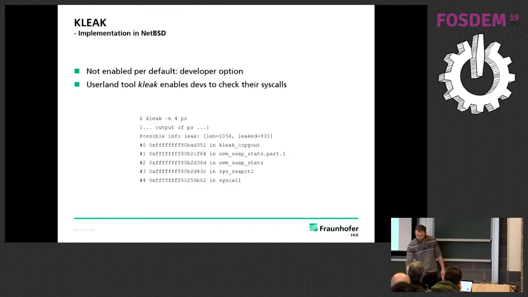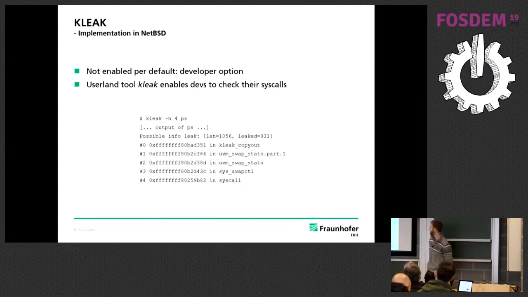This is implemented in NetBSD with the userland tool kleak, which interacts with the kernel part. In general, it's not enabled by default, it's a developer option, but your system remains quite usable, so it's not a tremendous slowdown that's happening if you use kleak. And here we can see an example. We call kleak with the number of rounds, in this case 4, and the command ps. And then came the output, and Maxime found this one, which was quite tremendous, which leaked 931 bytes of memory from kernelland to userland.